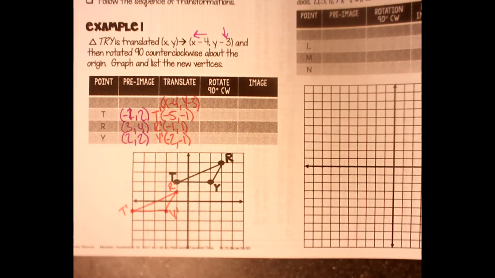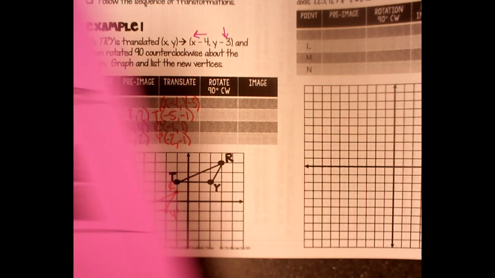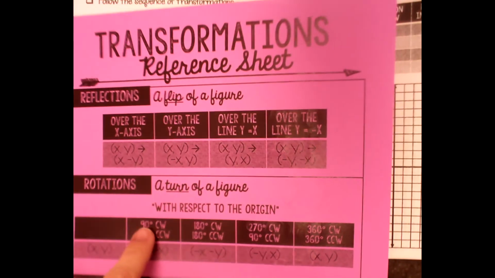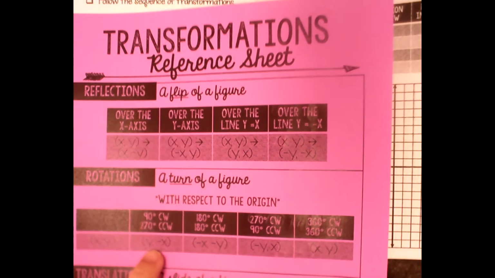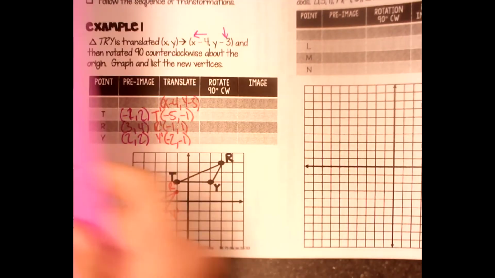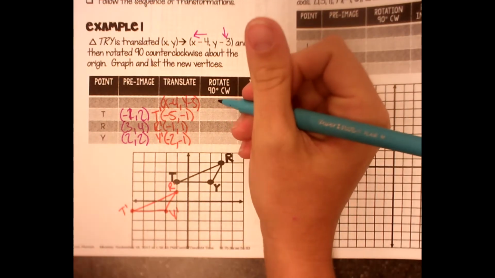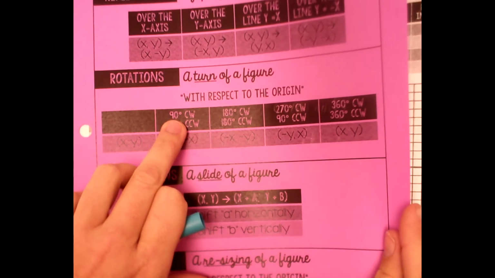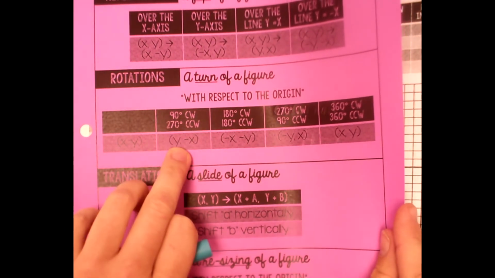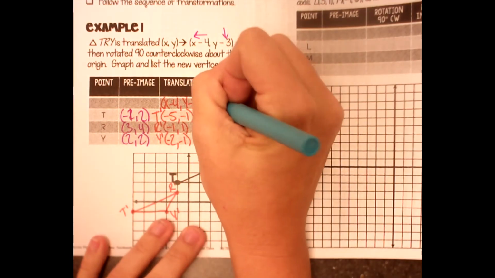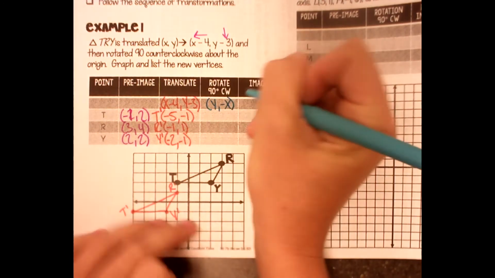Then you rotate it 90 degrees clockwise. So using your graphic organizer, if you rotate it 90 degrees clockwise, the rule is y, negative x. So if we write that for the rotation, 90 degrees clockwise, y, negative x. That's the rule we need to follow, y, negative x.